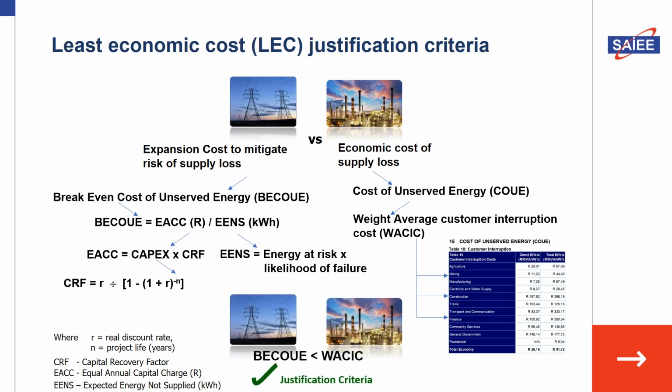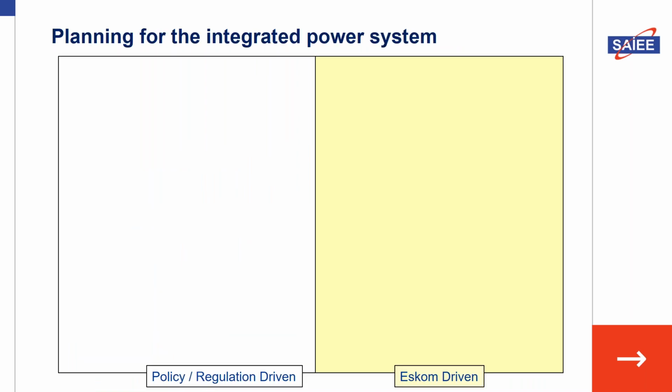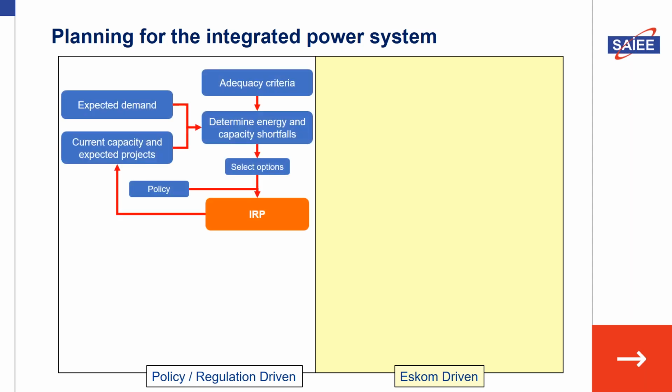Then we do a comparison, and if the break-even cost of the unserved energy is less than the weighted average cost of the customer interruption, then the project is deemed to be viable to go into execution. What it means, in essence, is that the investment is going to be to the benefit of the economy of the country.